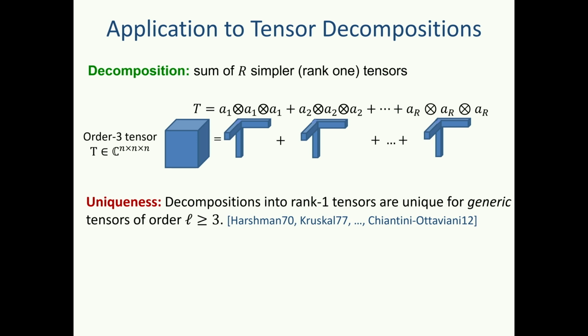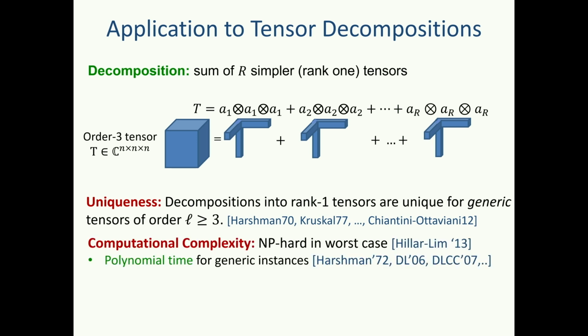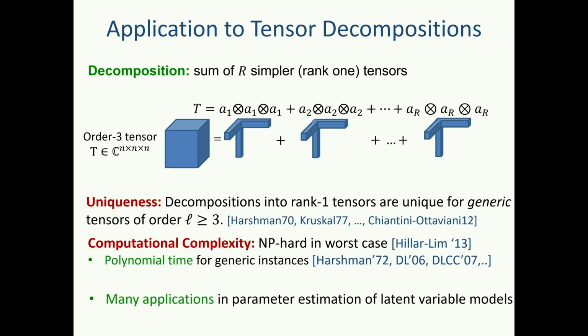Under some very reasonable assumptions, or for generic instances, they are actually unique. This is true only for tensors of order 3 and above. It's not true for matrices. This problem is NP-hard in the worst case, but you can also get polynomial time algorithms under some reasonable assumptions. That has been extremely useful for many applications in machine learning, where you can design polynomial time algorithms for parameter estimation of various latent variable models under some reasonable assumptions.